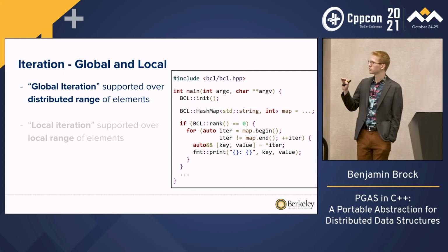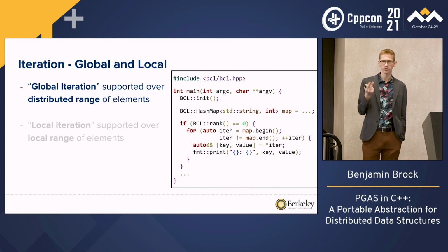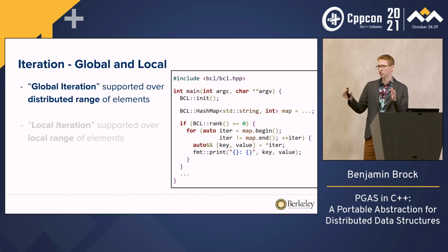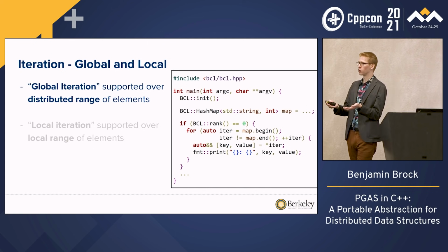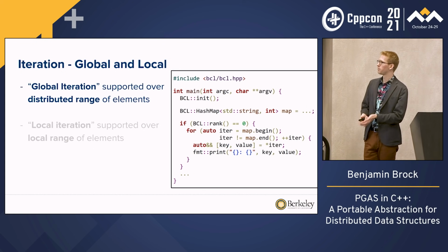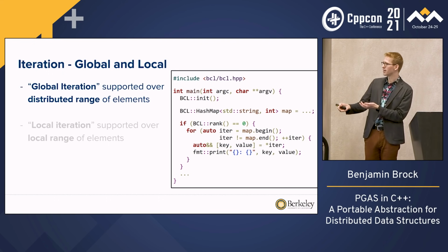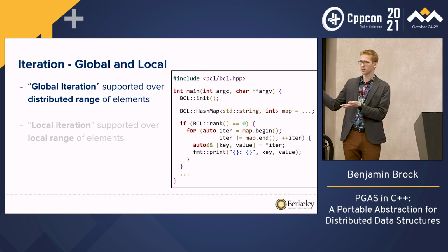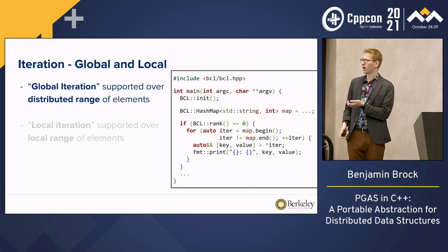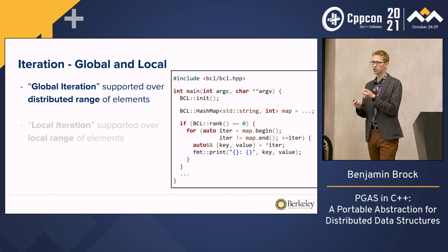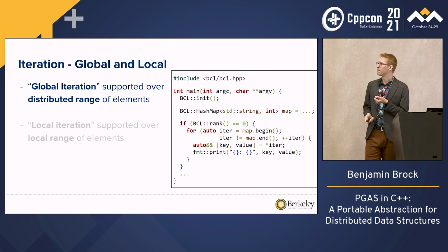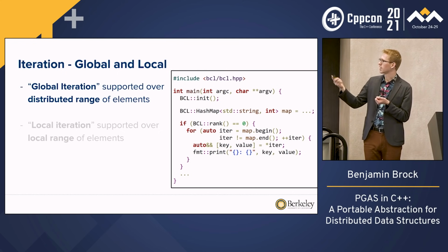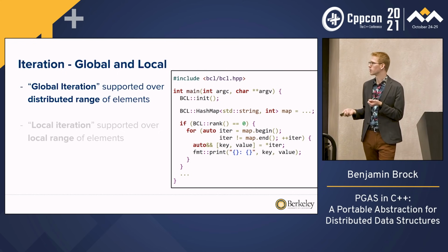When it comes to iteration, we have two different concepts. One of them is global iteration, which is analogous to iteration over a normal C++ container. We have a begin and an end, and then we can iterate over all of the things that are stored in this hash map in a distributed fashion. This will perform all the RDMA operations you need to retrieve the data under the hood. We're using a little bit of destructuring here to get the key and the value, and then we can have them all be printed out by rank number 0.